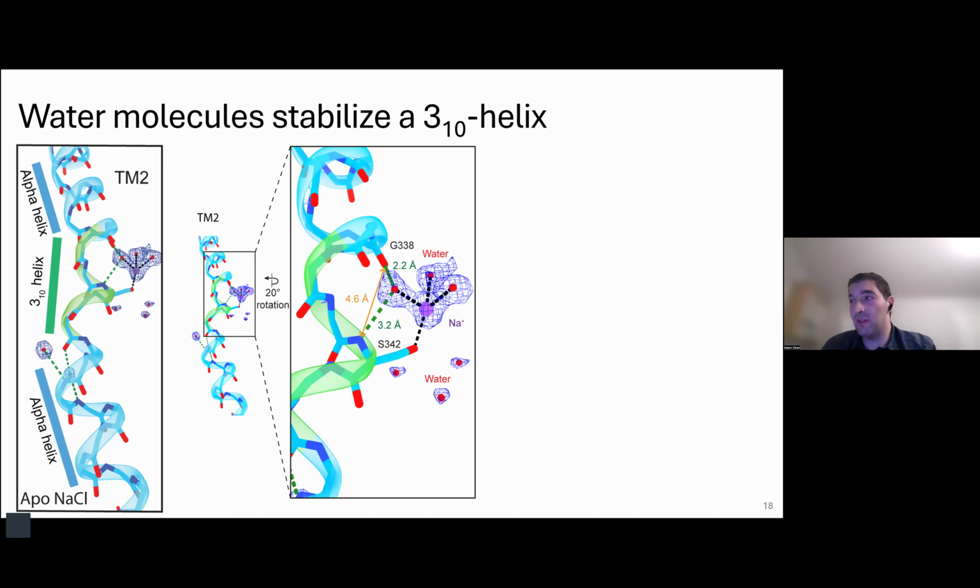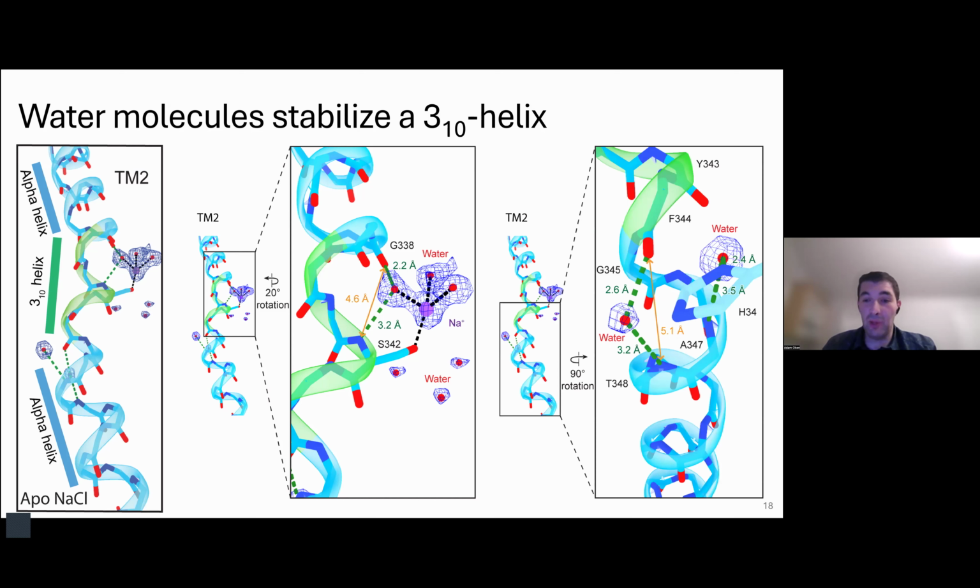And this 3-10 helix is then terminated below the receptor gate by 2 additional water molecules that reset the standard alpha helical backbone hydrogen bonding patterns. We see that the standard N to N+4 hydrogen bonding pattern between phenylalanine 344 and threonine 348 is 5.1 angstroms, again too far to make a hydrogen bond. And this is replaced by another interaction with a different water.